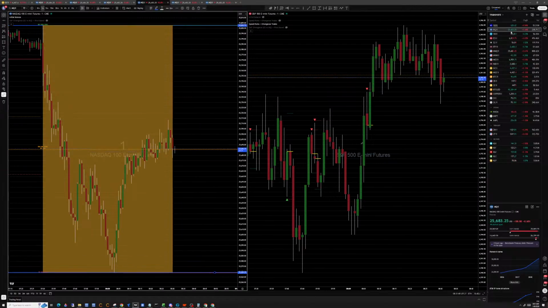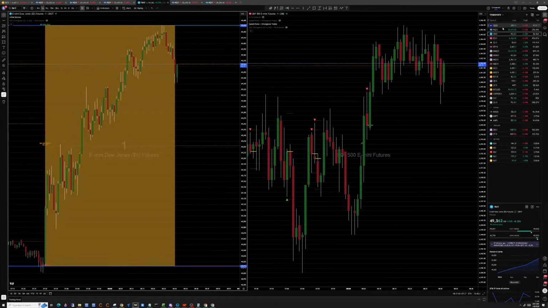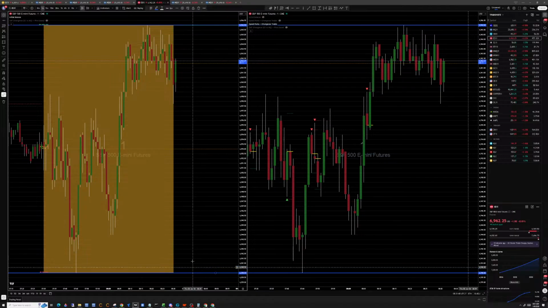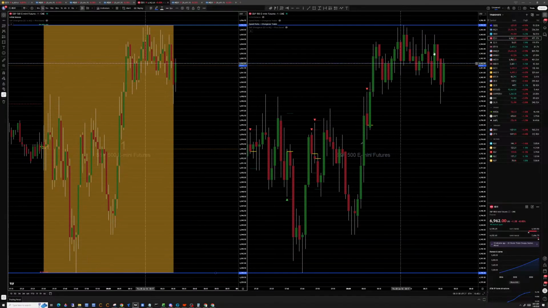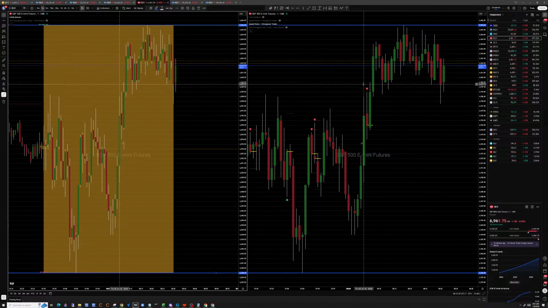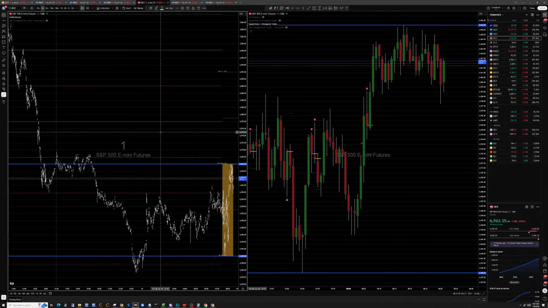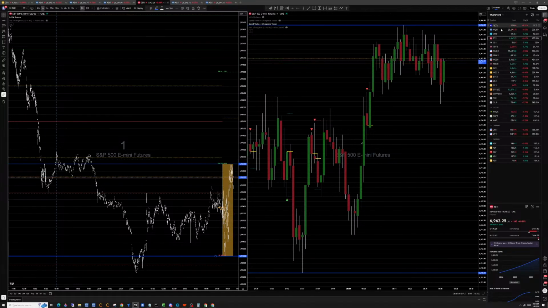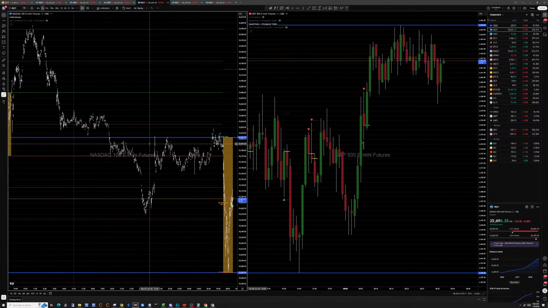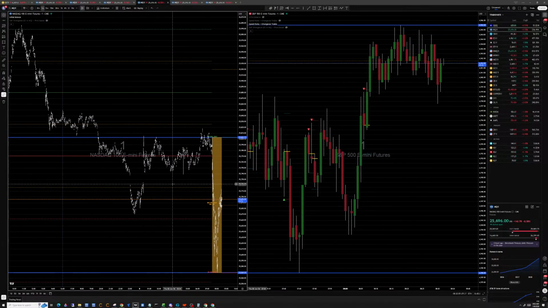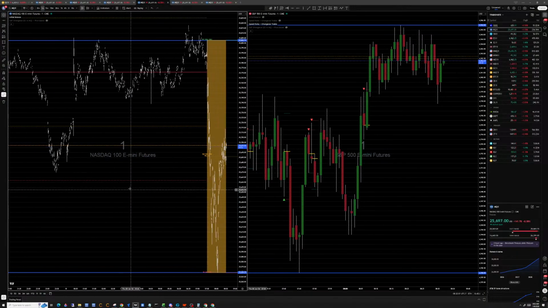So yeah, mark your one hour since open high, range high, range low. I got mine marked up here. And that may be the next play right there. What a move down.